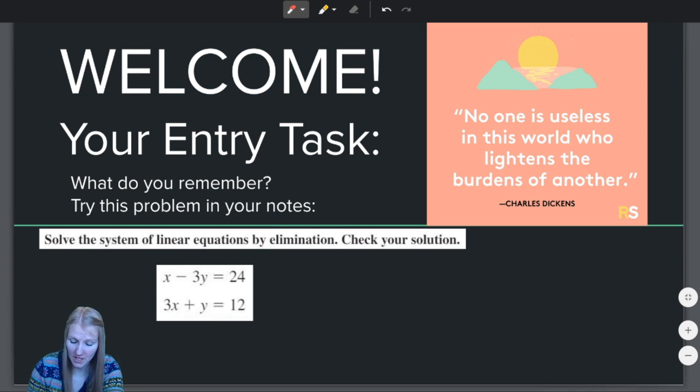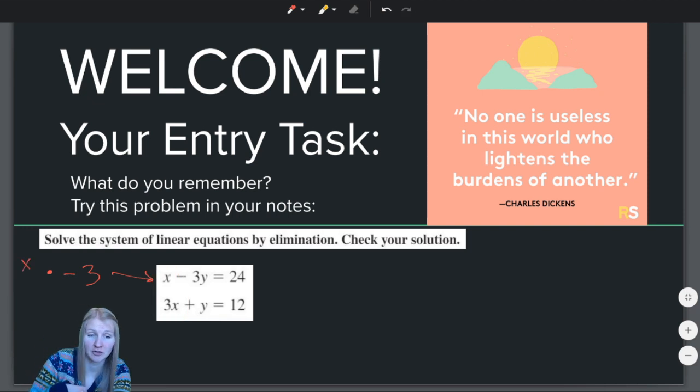So the first thing I'm going to do when I hear the word elimination is look at my like terms. I'm going to look at my x's. In order for these to have opposite coefficients, I would need to multiply the top equation by -3, so that I had -3x and +3x. Okay, so that's if I want the x's to cancel.